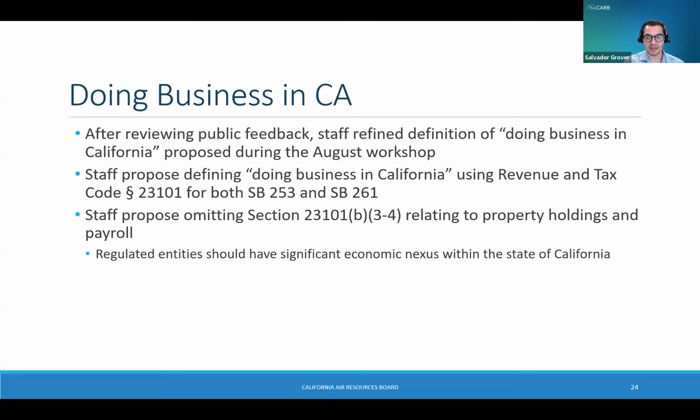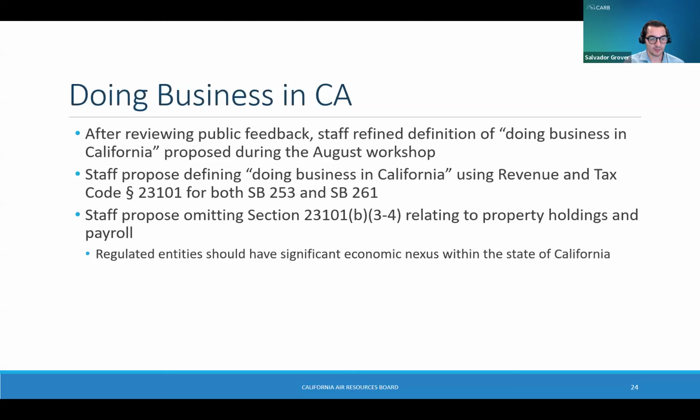Moving on to doing business in California. After reviewing the public feedback we have received, staff are refining the definition of doing business in California that was proposed during the August public workshop. Staff are proposing to use the definition from Revenue and Tax Code Section 23101 to determine doing business in California for both SB 253 and SB 261.